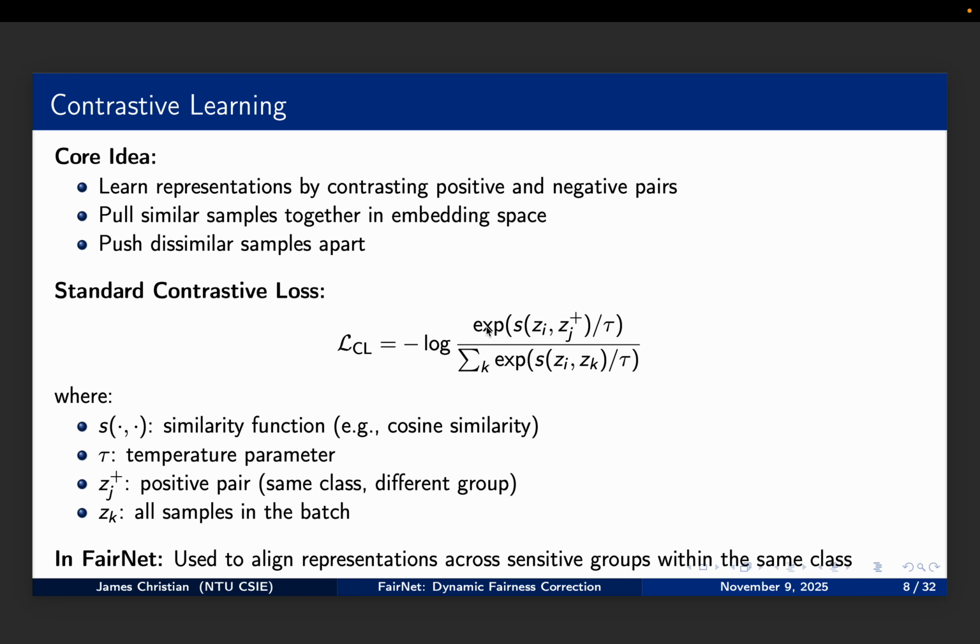Here, s is a similarity function, for example, cosine similarity. Tau is the temperature parameter. Zj plus is the positive pair, meaning same class but different group. And the small zk represents all samples in the batch. In FairNet, this is used to align representations across sensitive groups within the same class.